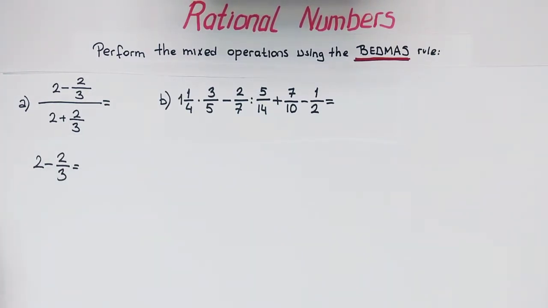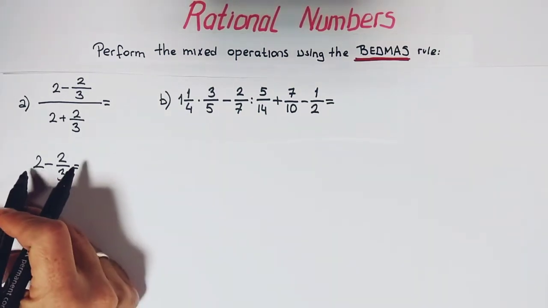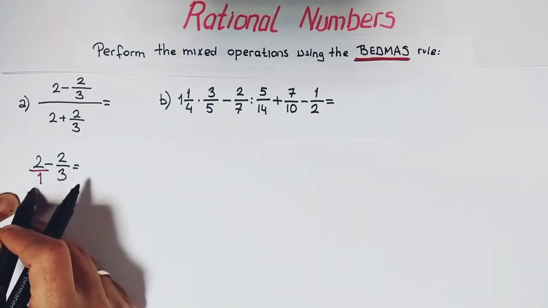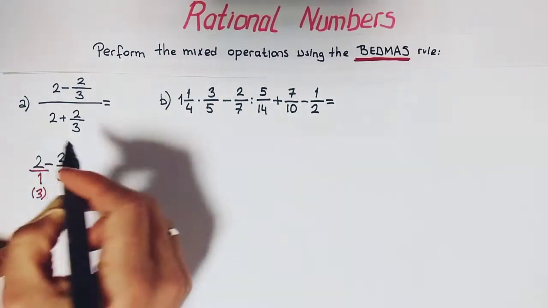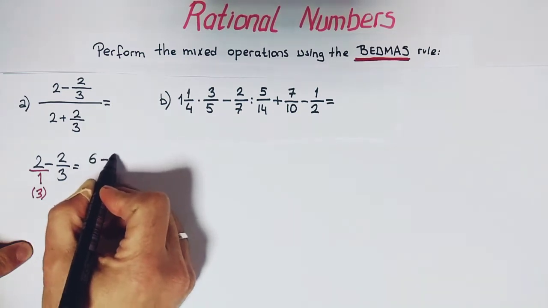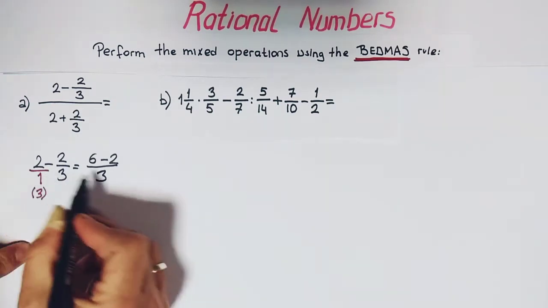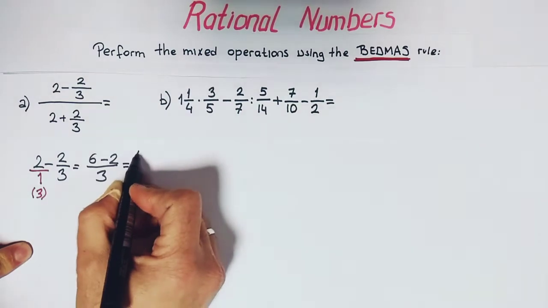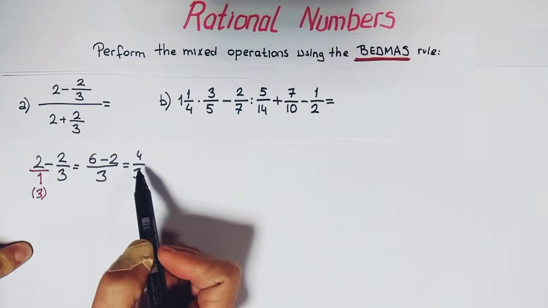In subtraction of rational numbers, we should have equal denominators. Here actually we have 1 and the other denominator is 3. So we should multiply the first fraction by 3. We have 6 minus 2 over 3. After multiplying by 3, I write 3 as the common denominator. So this is equal to 4 over 3. The numerator is 4 over 3.